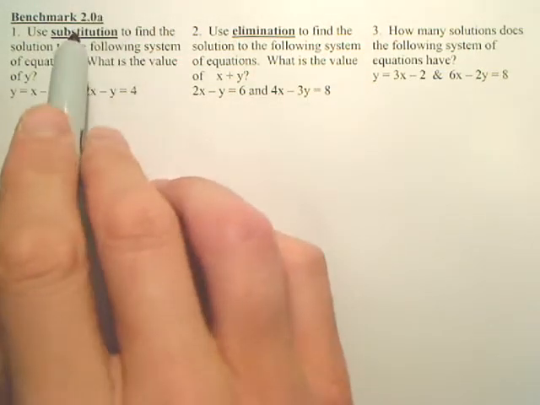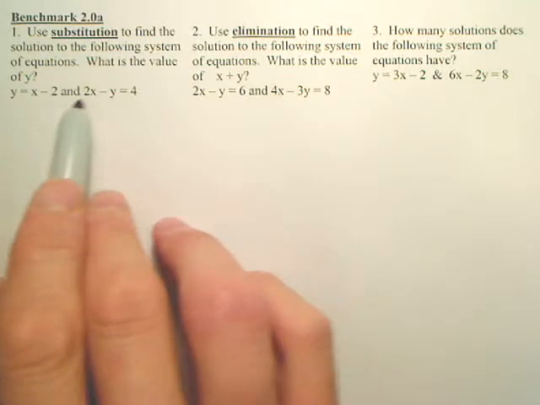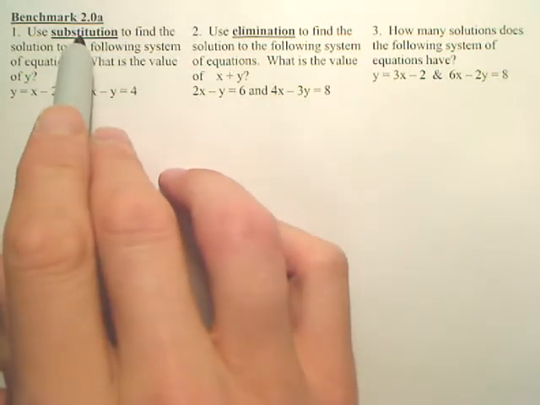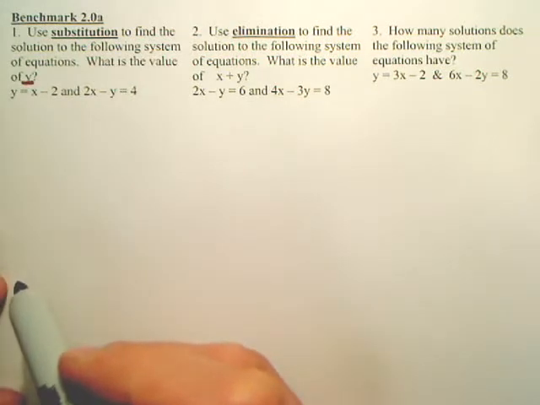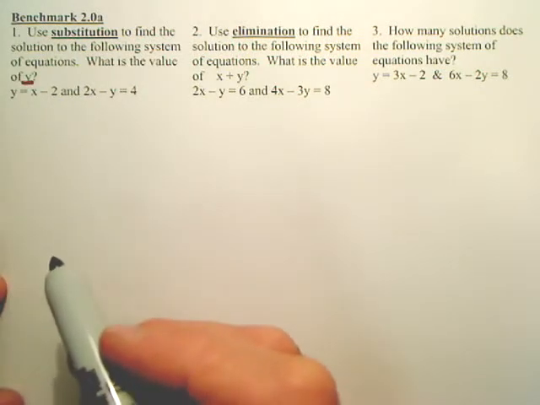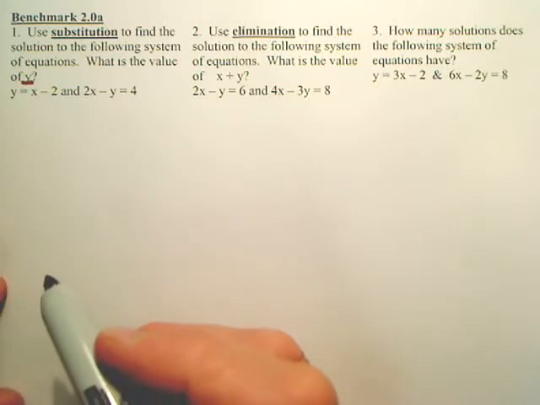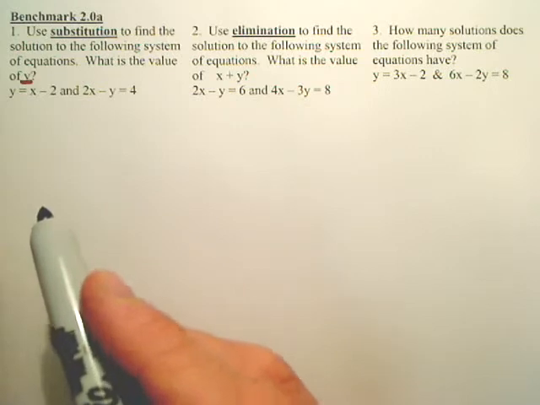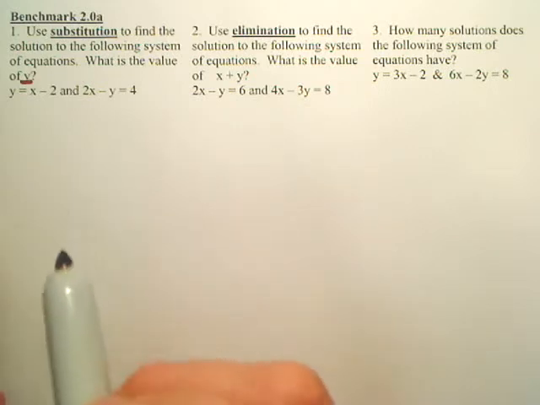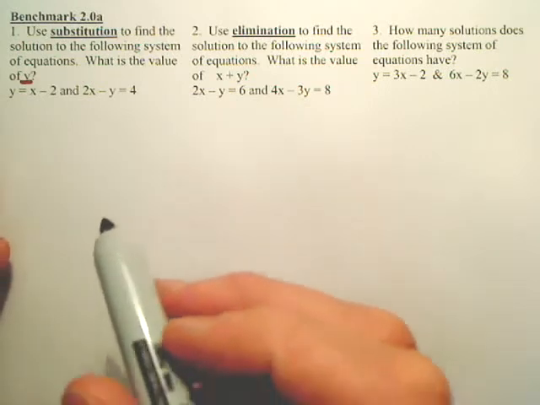Benchmark 2A, we're going to solve the first system of equations by substitution. Now read carefully. All I want is the y value. Now, could you get x and y? Yes, but in the end, all I wanted is a y value. The basic reason why I'm asking only for one is on multiple choice tests. That's what I ask for sometimes, just one of them.